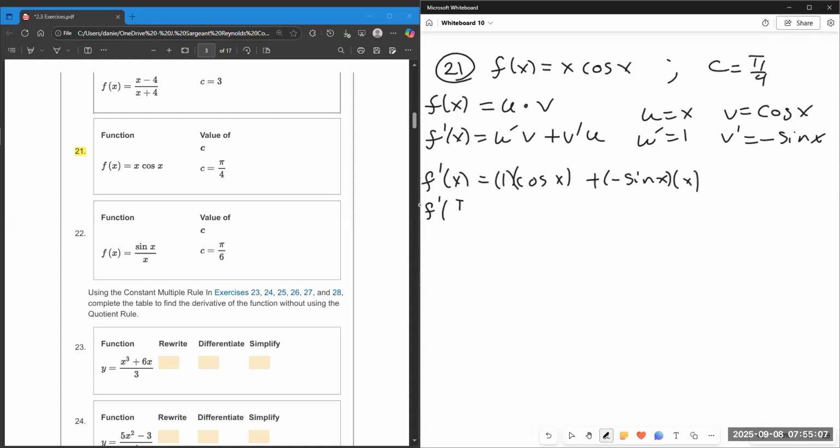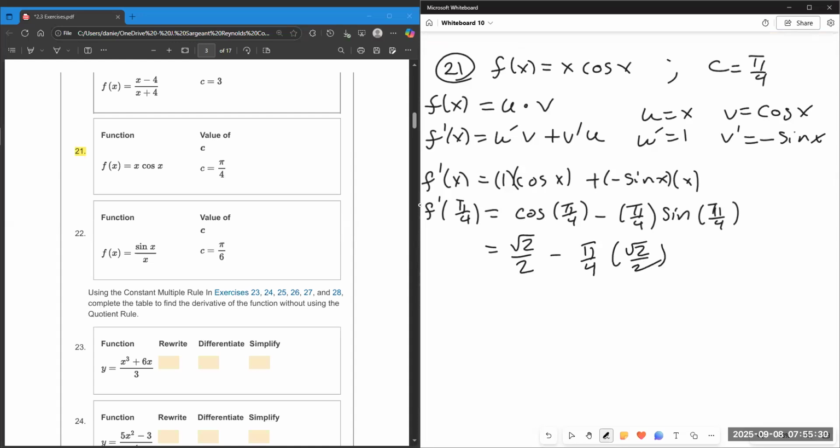F prime of pi over 4 is cosine of pi over 4 minus pi over 4 times sine of pi over 4. This is square root of 2 over 2 minus pi over 4 times square root of 2 over 2. And you can approximate that with your calculator if you would like to do so.